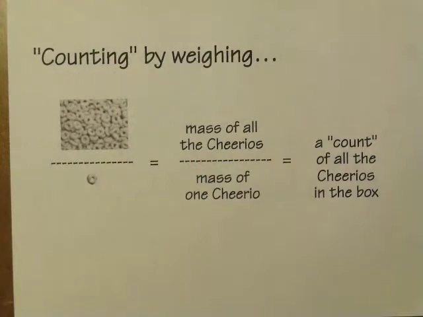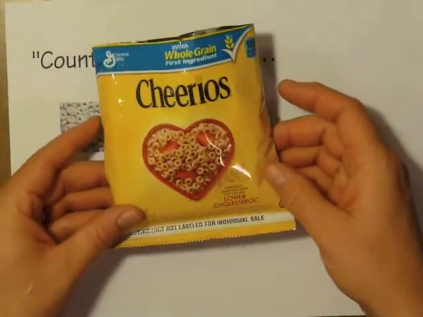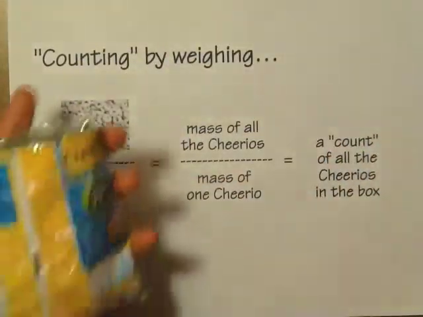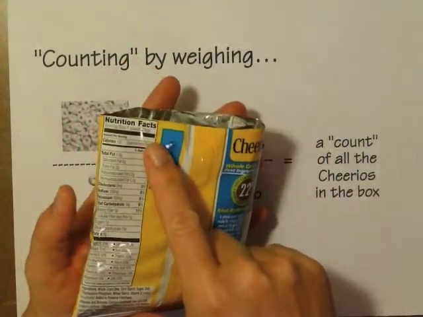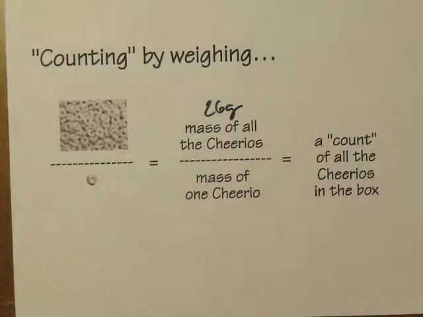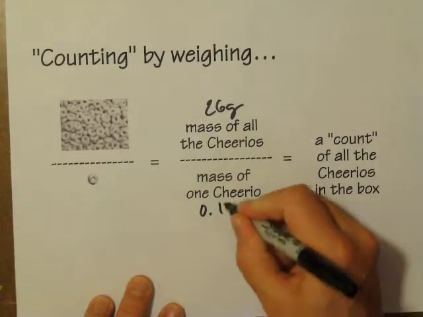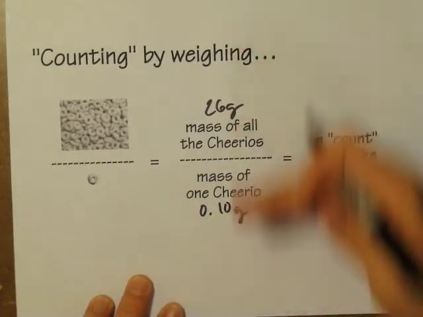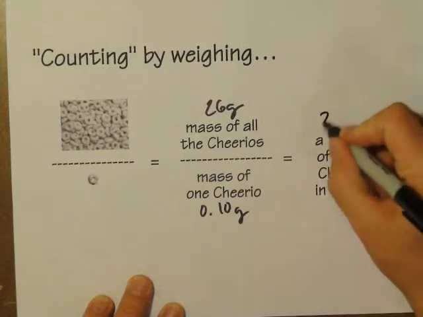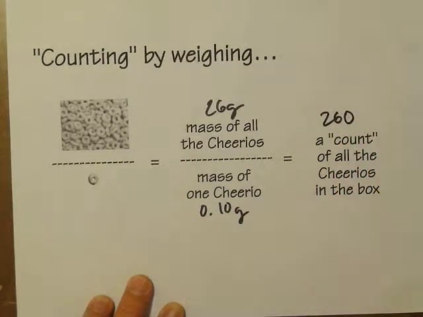Suppose I wanted to find out how many Cheerios are in this bag. Man, that's just doing too much. I don't want to dump them all out and count each one. But if I look on the back of the bag, it tells me how much mass is in the bag. There's 26 grams of Cheerios in the bag. If I know the mass of all of the Cheerios, and if I take out just one and find out how much that one weighs, if it weighs 0.10 grams, then I can divide the mass of all the Cheerios by the mass of just one Cheerio, and that will count all of the Cheerios in the bag. So that would be 260 Cheerios.